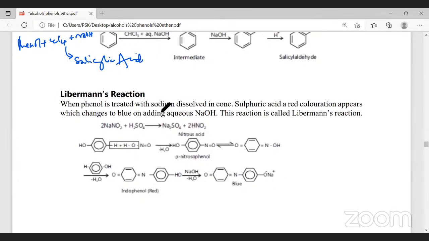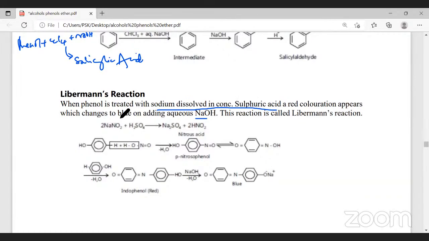When phenol is treated with sodium nitrite dissolved in concentrated sulfuric acid, a red coloration appears, which changes to blue on adding aqueous NaOH. This test is called as a Liebermann's test. It is for the detection of phenols.